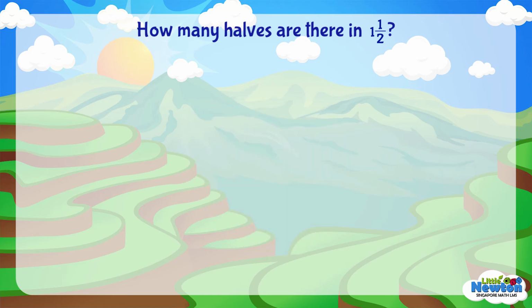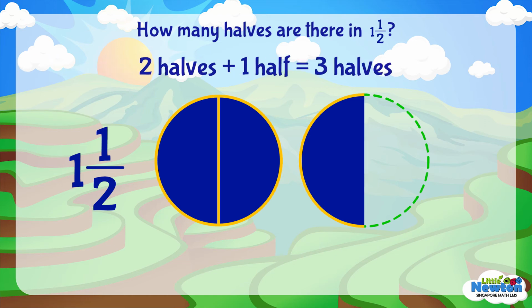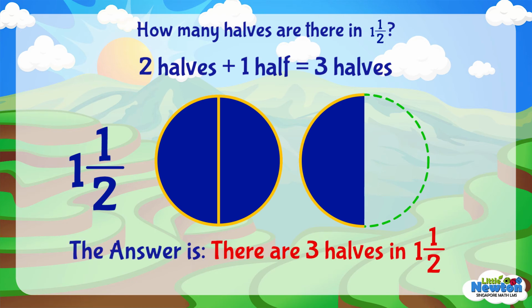Great! Let's move on to the next part. 1 1/2 can be represented by one whole and 1/2. Can you see from the diagram that one whole and 1/2 is equal to 3 halves? Do you understand? 2 halves plus 1/2 equals 3 halves. Hence, there are 3 halves in 1 1/2.